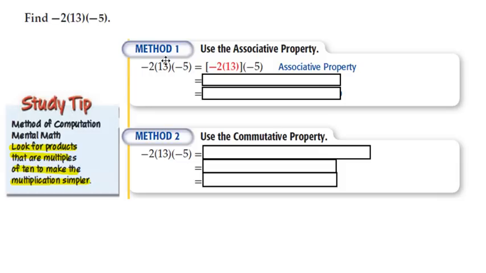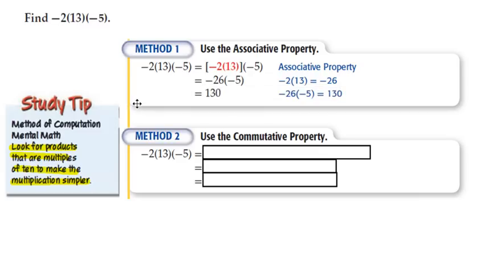In this example, we group the first two and then multiply that by the resulting number. So we have negative 2 times 13, which is negative 26. And we're going to multiply that by a negative 5. Remember, the signs are the same, so the result is positive, and that gives us 130.